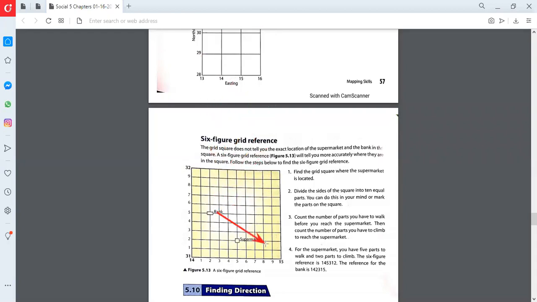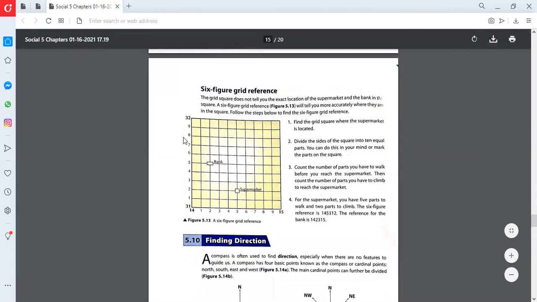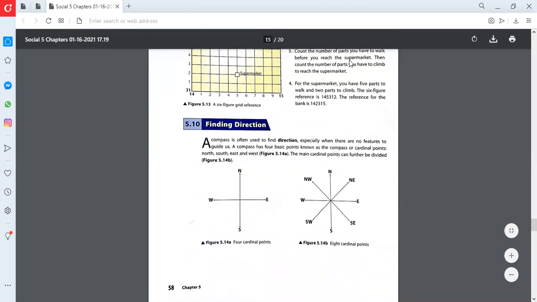Okay. So in this, we see the six figure grid reference. These references are just used to locate the specific building on a map. So, figure 5.10 is showing the direction. A compass. Did you guys see the compass?